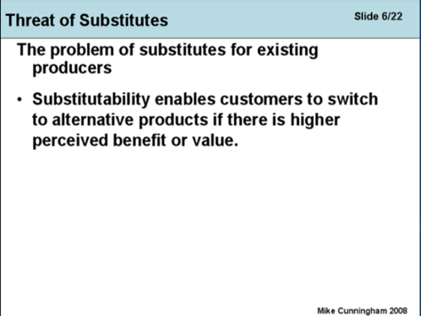For example, substitutability will enable customers to switch to alternative products if there is a higher perceived benefit or value. Generally speaking, as consumers, we like newness, we like modernity, we like new products. So when substitutes come into the market, they tend to have the latest technology incorporated. Just think of mobile phones, for example. A phone is a phone, but nowadays a phone is a PDA, a personal digital assistant. It's a telephone. You can have video, music, etc.